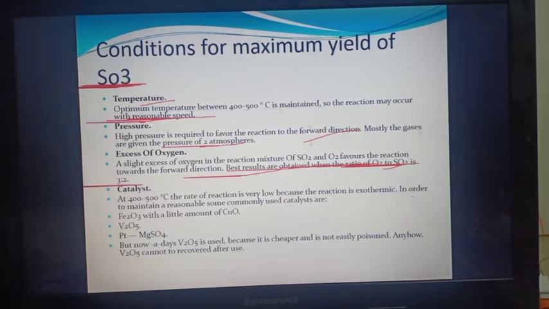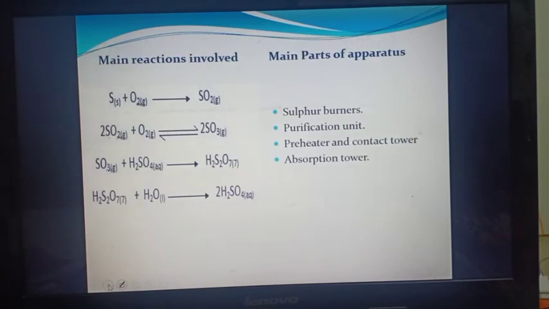Previously we used to use Fe2O3 with a little amount of copper oxide, then platinum and MgSO4, and nowadays we are using V2O5. The increase in the use of V2O5 is because it is cheaper and not easily poisoned, but of course it has a drawback also, that we cannot recover the V2O5 after its use.